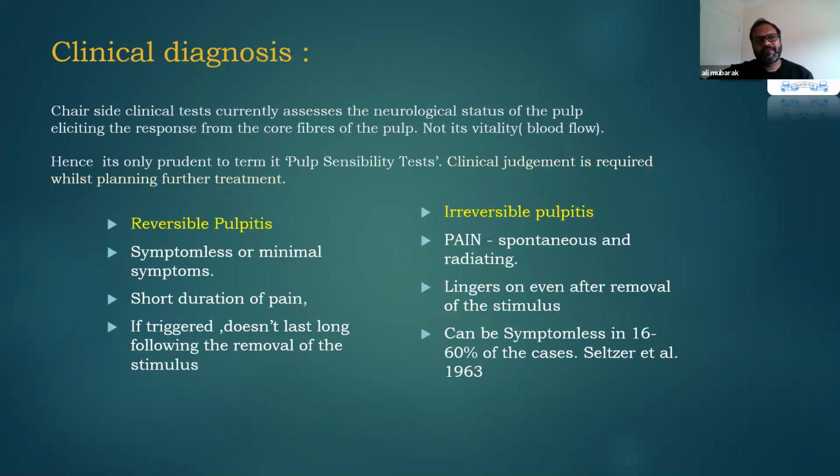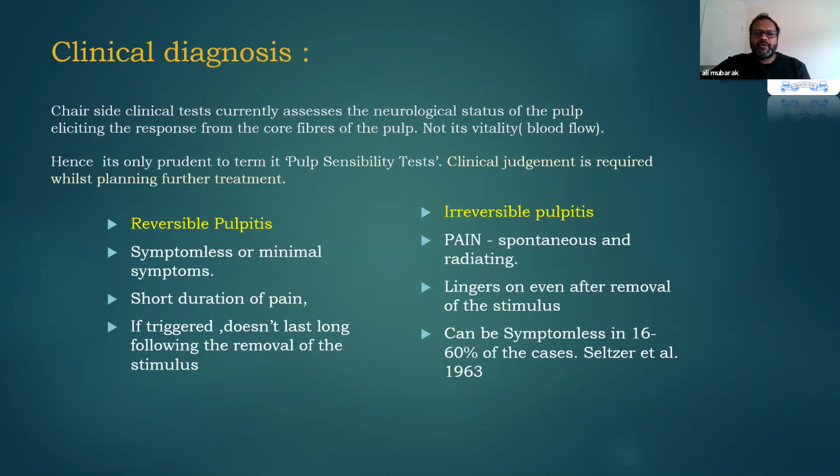Now, most of the diagnosis we carry out is through clinical tests, and most of them assess the neurological state of the pulp, not the blood supply, which is what vitality is. So the neurological status of the pulp elicits the response from the A-delta fibers of the pulp, and it's not the blood supply, as I mentioned. So it's always better to term them pulp sensibility tests.